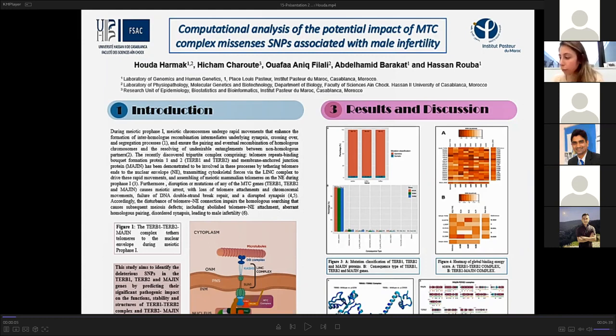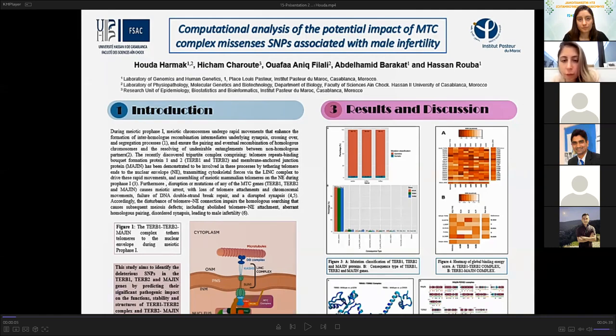Yeah. So as I said, we use a lot of bioinformatic tools, so we can be sure that these 11 mutations really have an effect on male infertility, by degrading stability, affecting the function, and also the interaction of proteins as a complex, because these 3 proteins, TERB1, TERB2, and MAJIN, form 2 complexes, the TERB1 and TERB2 complex, and the TERB2 and MAJIN complex.